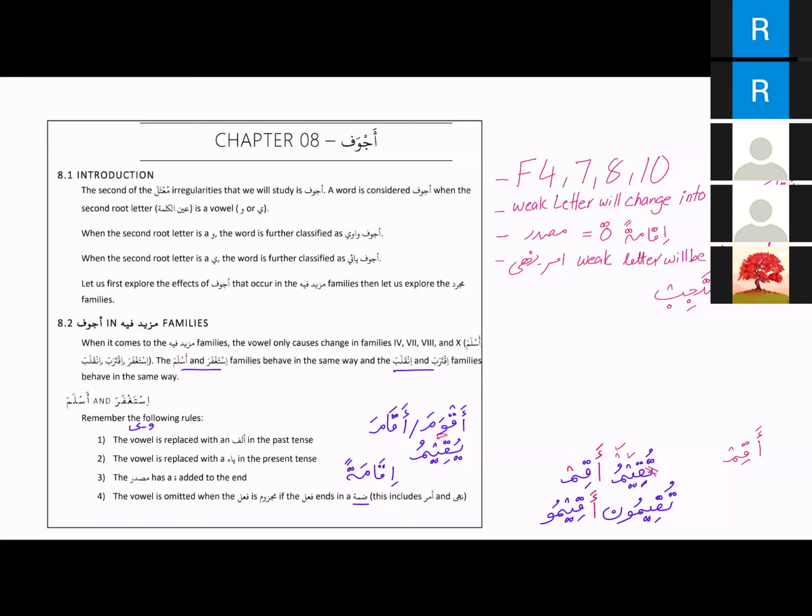Istajaba, Yastajibu, right? That is the form. Madi would be Istajaba and Mudari will be Yastajibu. But the Alif and Ya, which was Alif in Madi and in Mudari was Ya, has dropped in the command. So whenever we are going to make Mudari Majzoom, that is going to happen. So that was basically all.